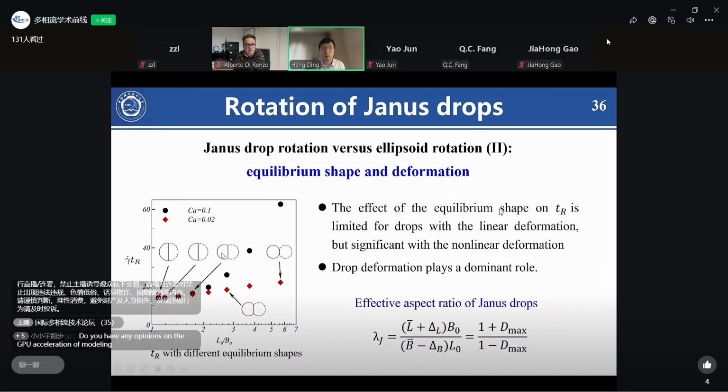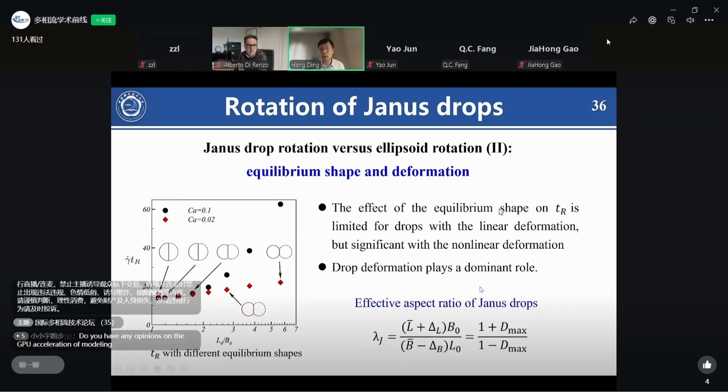Then if you increase it, for example to 1, that means the interface surface tension equals the outer interface, then you have this shape, or even larger than 1, you will have this shape. For the simulation at very small Cubic numbers, the rotation period seems to increase slowly. But if you increase the Cubic number to 0.1, in the linear deformation regime it doesn't change much, but in the nonlinear regime it changes significantly. So we have to take account of the drop deformation here.